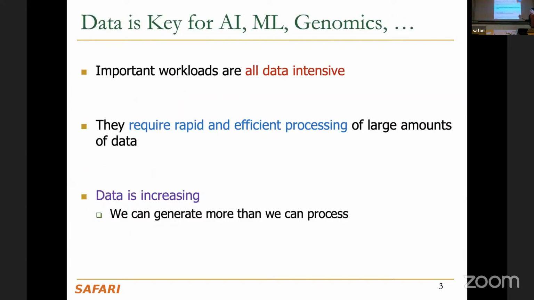The thing is that nowadays data is key for many different important workloads like AI, machine learning, genomics, etc. And all these important workloads are very much data intensive, right? And one problem that we have is that usually we require to process this data very quickly and in an efficient manner, right? But okay, we can try to do that. We can design systems for that. But in the end, these systems may become overwhelmed very quickly. The reason is that data keeps increasing over time, right? So we are generating more data than the amount of data that we are able to process.